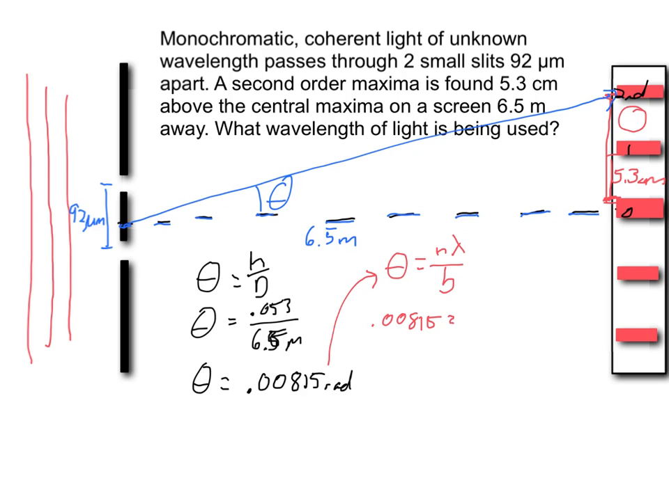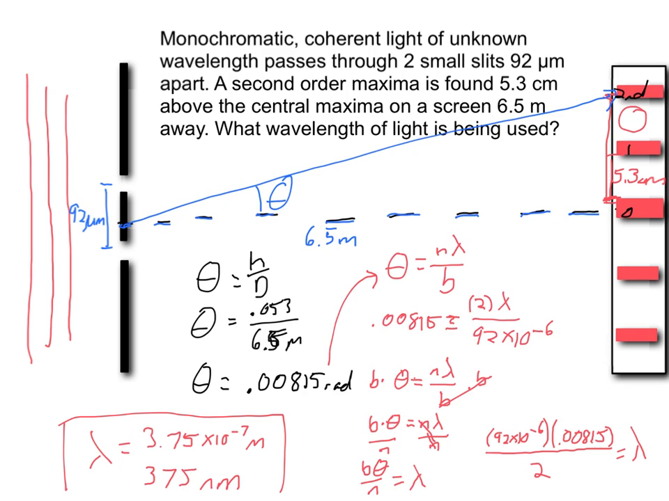So 0.00815 equals, this is the second order maxima, times my wavelength, what I'm looking for, divided by b. Let me make that equal sign a little bit clearer. b is 92 micrometers, or 92 times 10 to the negative 6. Now I just solve for wavelength, and I come out with light of 375 nanometers, 3.75 times 10 to the negative 7th.